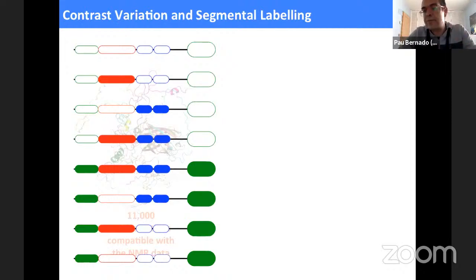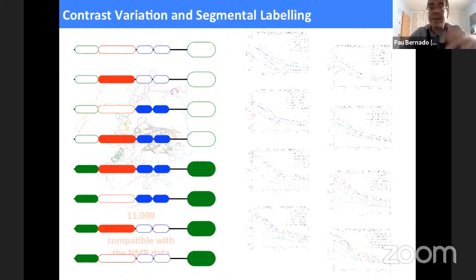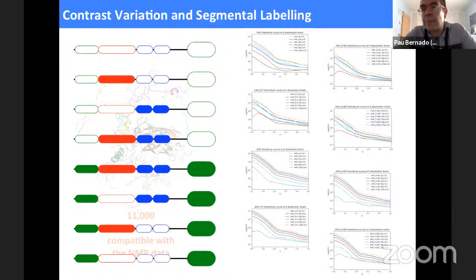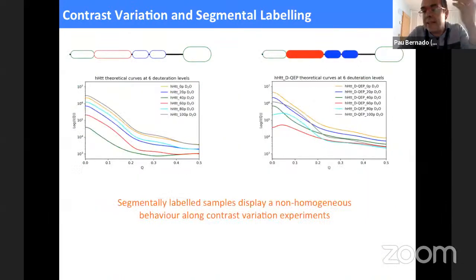And then if you have those ensembles with the segmental labeling, what we can do, in fact, is we can predict using available software like Crysol, which would be the scattering curve for each one of those eight deuteration patterns in each one of the buffer conditions that we want to test. It was 6. So we have 8 times 6, we have 48, let's say, theoretical conditions in which we can measure and we have simulated.